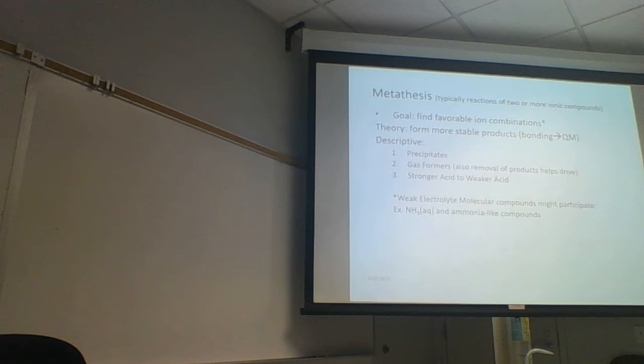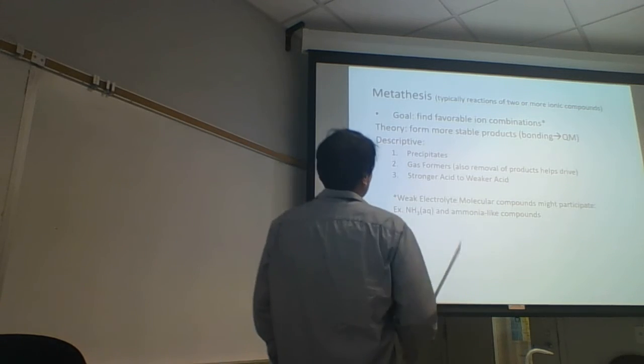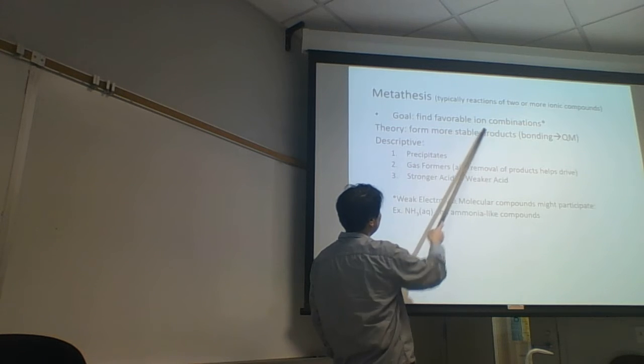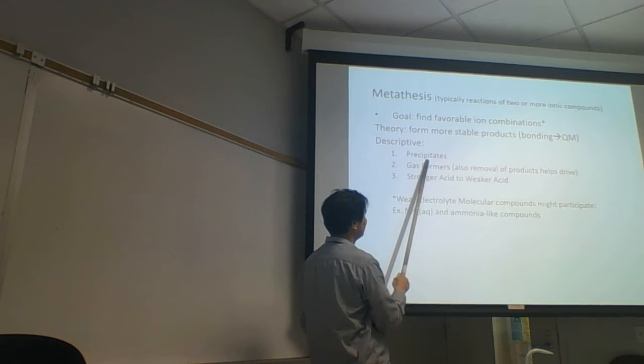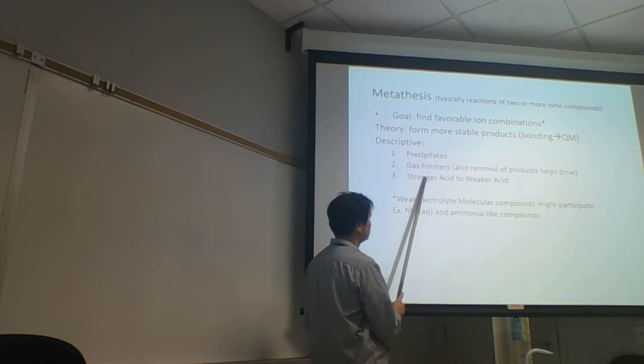Okay, now, what we are going to do for these is this. Metathesis, we need to find favorable ion combinations. What are favorable ion combinations? Precipitate, gas former, and stronger acid and weaker acid. And we'll talk about each of these.